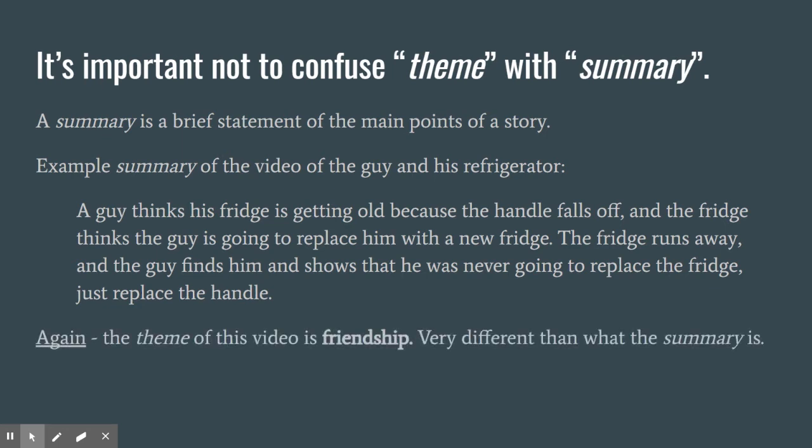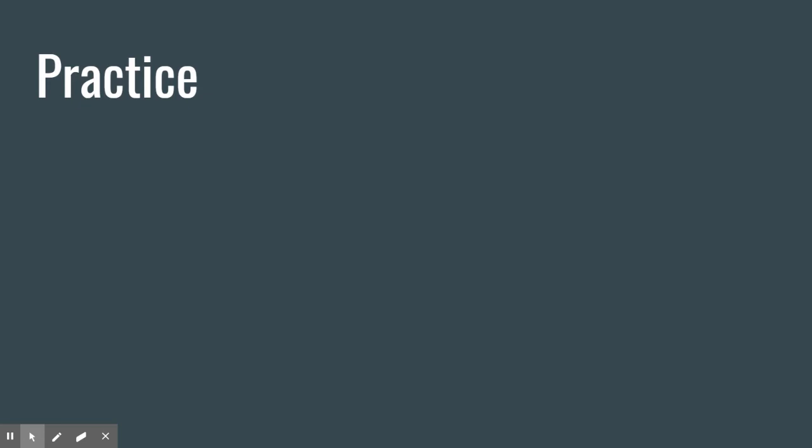Okay. And then again, that's very different than the theme. The theme of that same video with the guy in his refrigerator is friendship. Very different than what a summary is. You wouldn't describe that video to a friend as saying friendship, because that doesn't really give the person you're explaining it to very much of an idea of the events of the story. That's how a theme is different. The theme is either that single word or a really short phrase, such as friendship, that you would use to describe the story, okay?